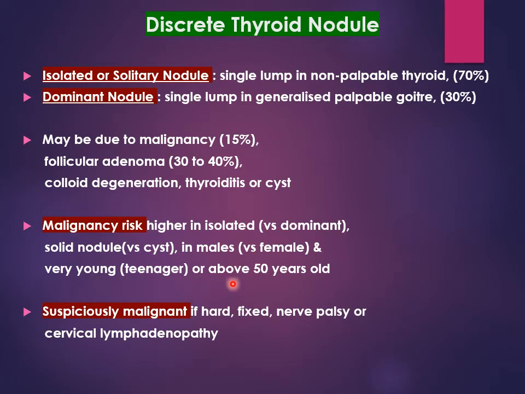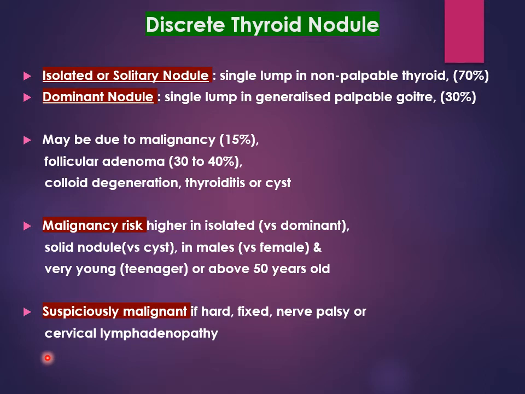to females, and in young and the extremes of age, very young teenagers and over 50 to 60 years old. Correct? There are two spikes, young and old patients. These are the risks for malignancy in thyroid nodules.